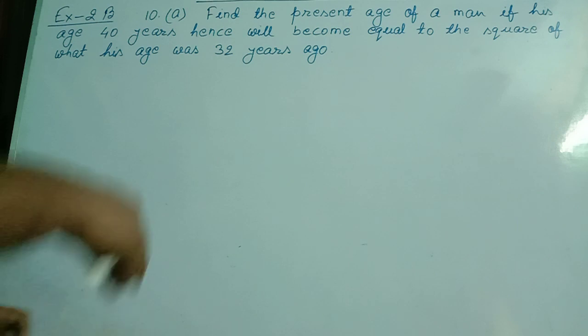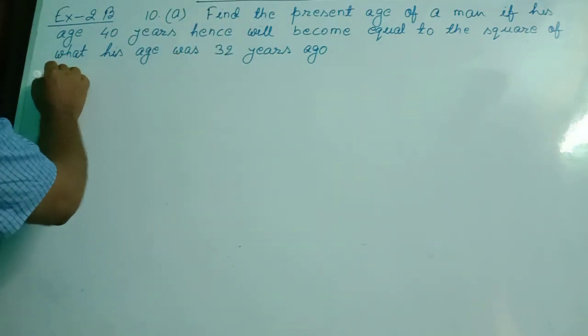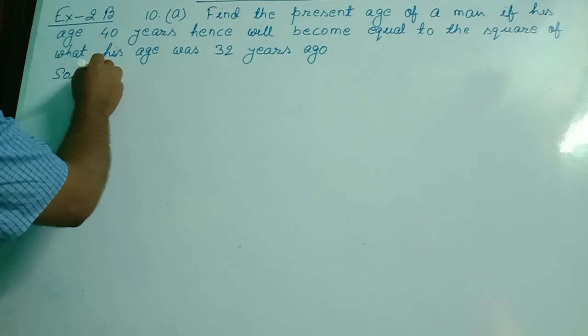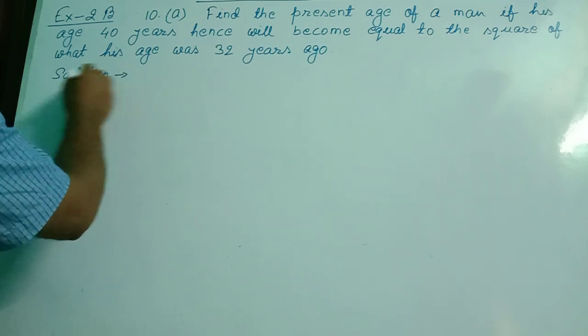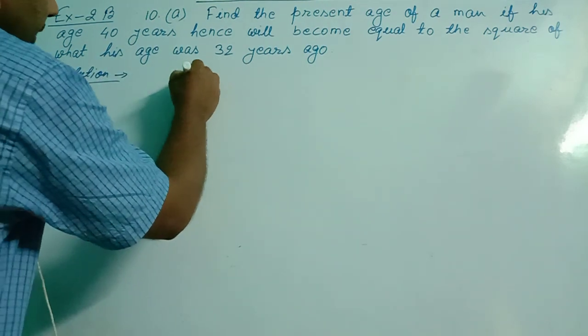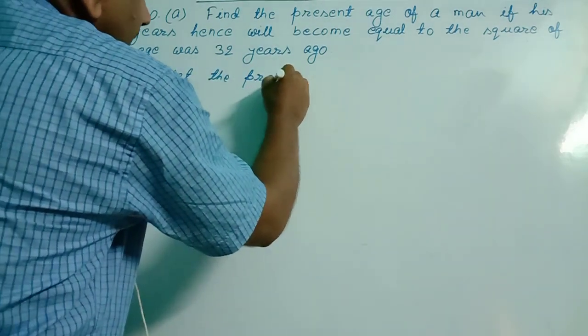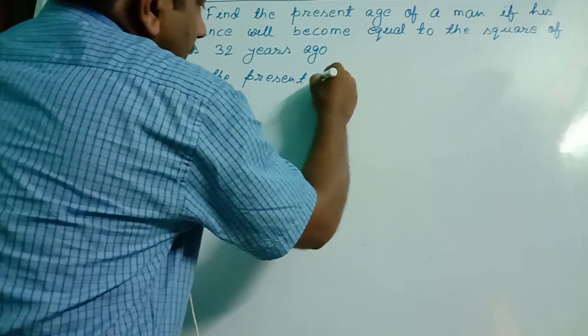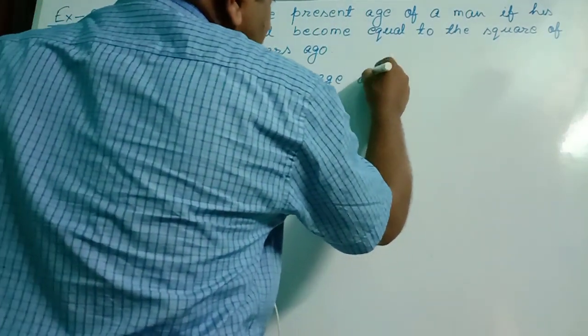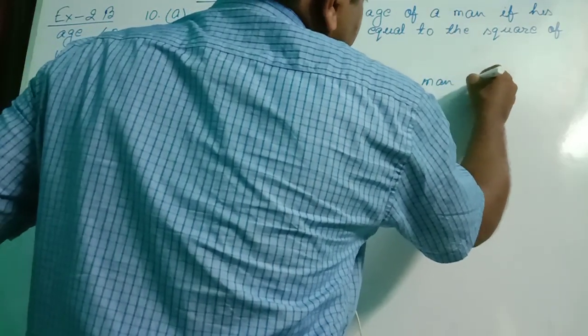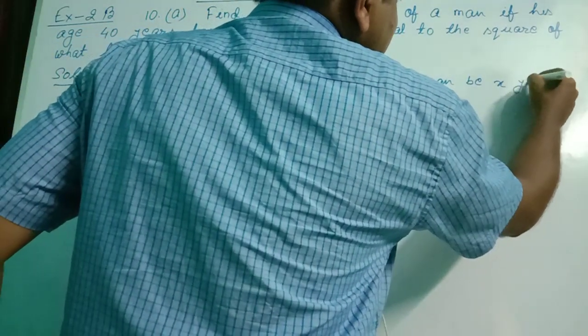So we write the solution. The first part, we will prepare the quadratic equation on the basis of the statement. Solution: let the present age of the man be x years.